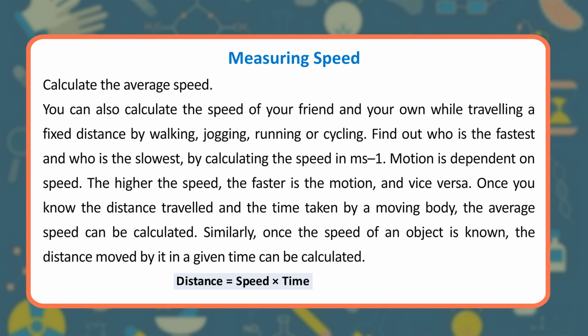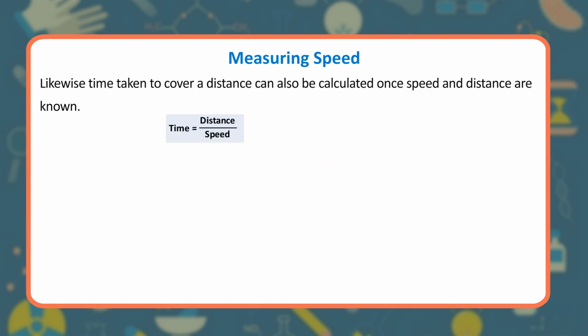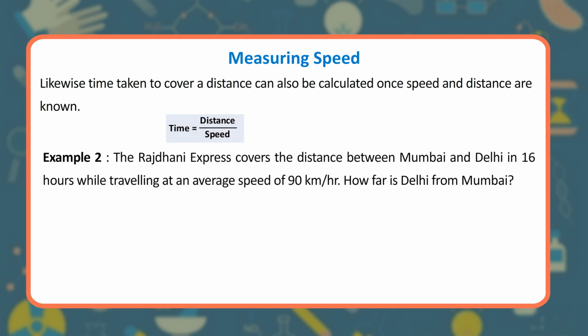The higher the speed, the faster is the motion, and vice versa. Once you know the distance traveled and the time taken by a moving body, the average speed can be calculated. Similarly, once the speed of an object is known, the distance moved by it in a given time can be calculated. Distance equals speed times time. Likewise, time taken to cover a distance can also be calculated once speed and distance are known. Time equals distance divided by speed.